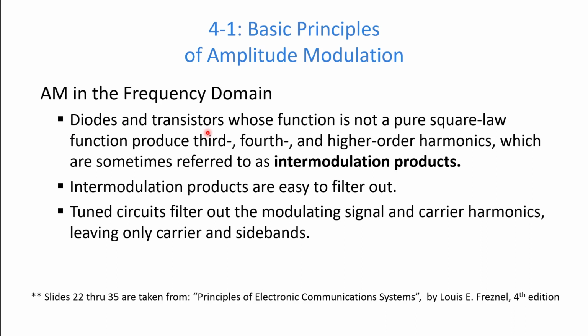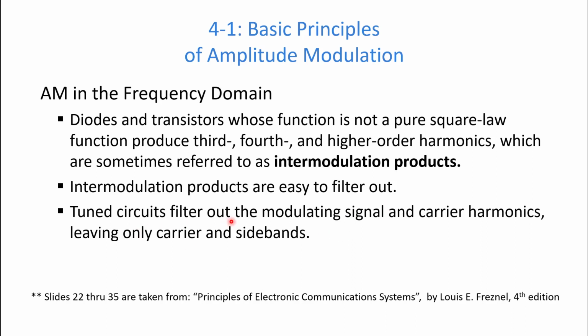Diodes and transistors do not have a pure square law function. They're not square law in terms of the voltage and current relationship. So what that means is that you end up producing things like third, fourth order, and higher harmonics. We like to lump all of these and call them intermodulation products. Typically, and in most conditions this is true, intermodulation products are easy to filter out, like we saw with the 2FC when we were talking about double sideband suppressed carrier.